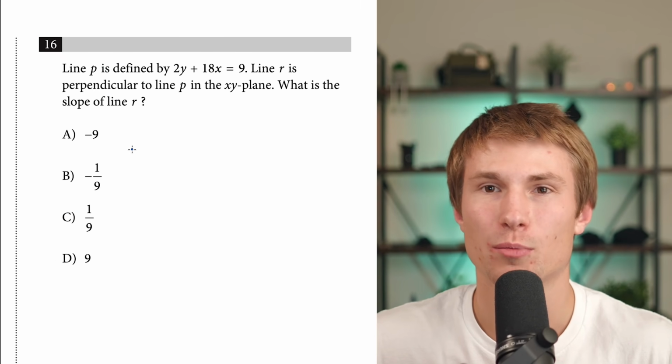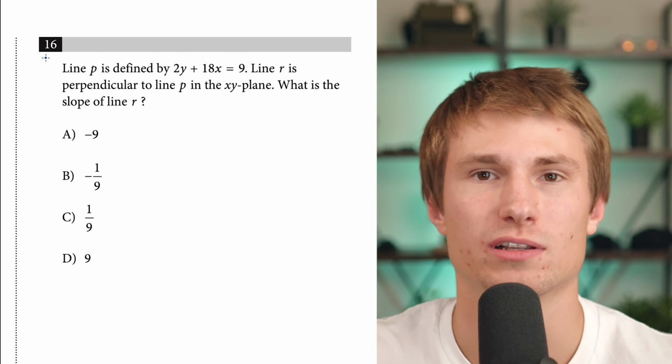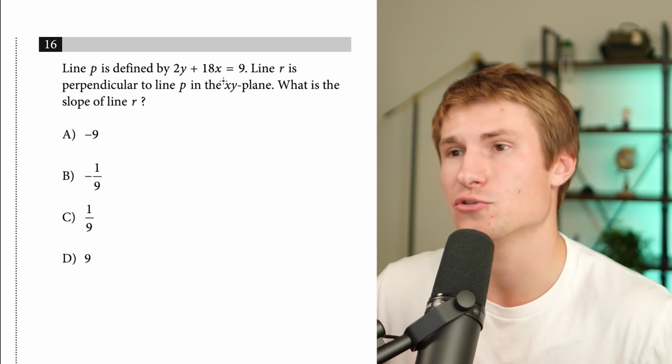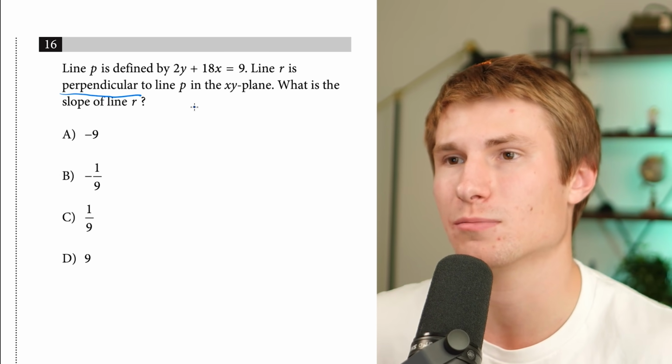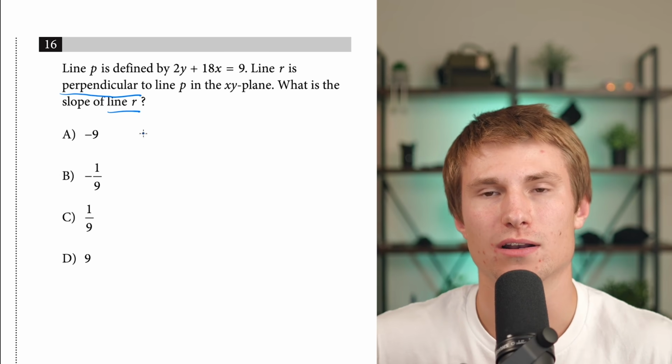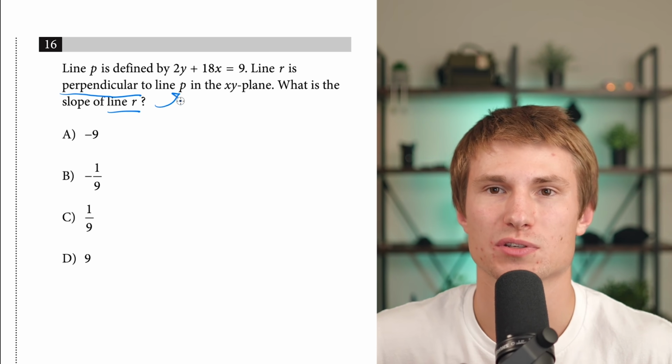Here's how to find the slope of equations in standard linear form and use that slope to answer questions very quickly. Question 16 states line P is defined by 2y plus 18x equals 9. Line R is perpendicular to line P in the xy plane. What is the slope of line R? In order to find the slope of line R, we need to first know the slope of line P.